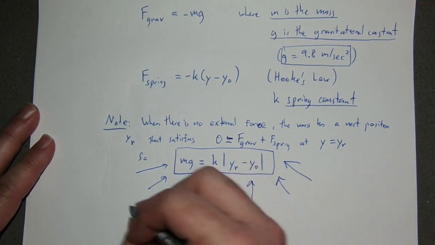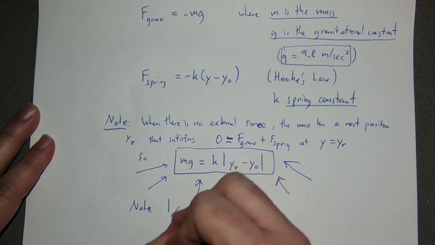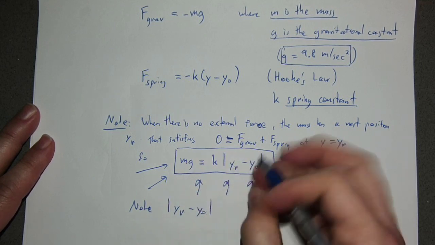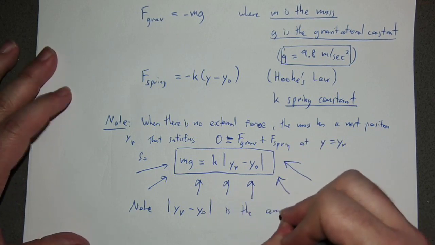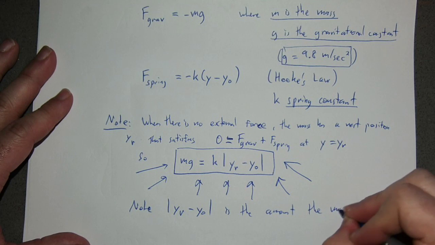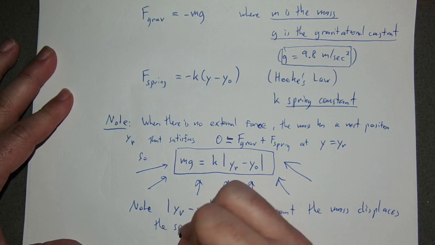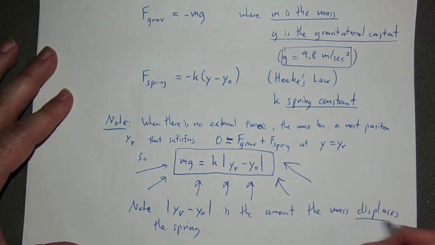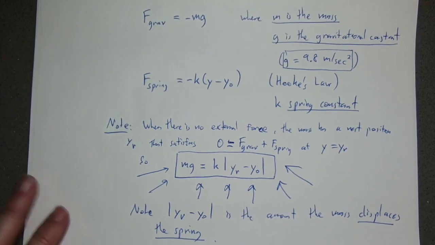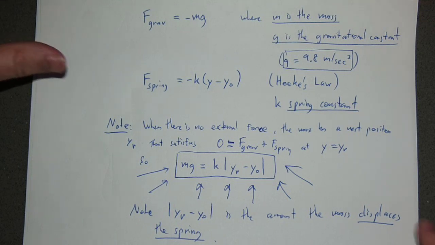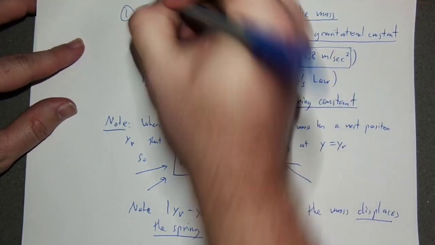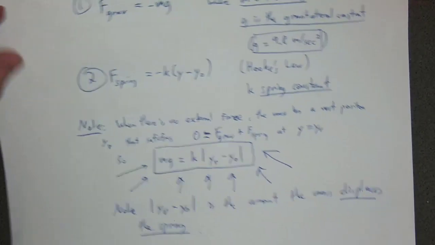So note the absolute value of y sub r minus y naught is the amount the mass displaces the spring from its initial position. So that's the displacement. Okay. So typically in the way these problems are stated, you will figure K out from this relationship. This is used over and over and over again. All right. So this was the first force we investigated. This is the second one. Let's keep going.